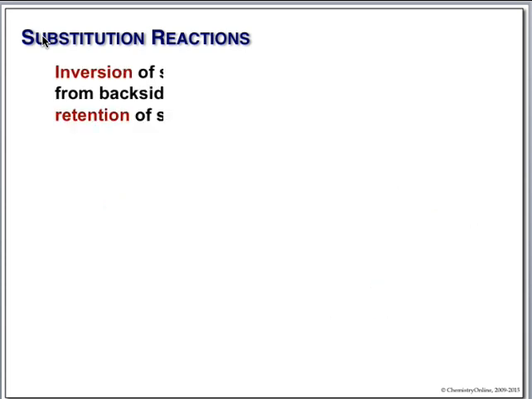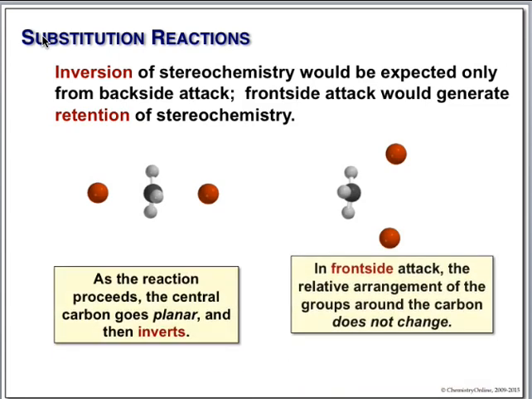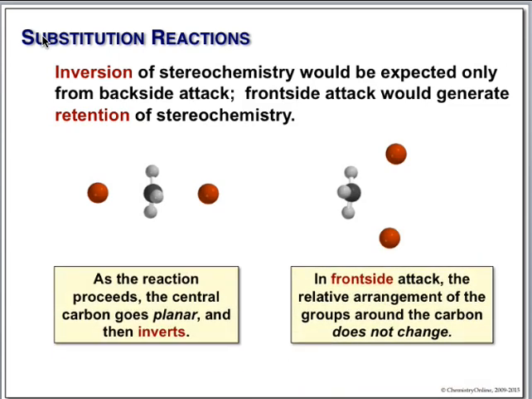Now, in our two mechanisms, our backside displacement with a planar transition state, we get inversion, that's our prediction. With our front side displacement, this comes in, this bounces out, there is no change in the configuration around the electrophilic carbon. So front side attack would give us retention of configuration, backside would give us inversion. The observation is that SN2 reactions with a chiral center do in fact give us inversion. Therefore, we have really strong evidence that this is in fact a backside displacement.